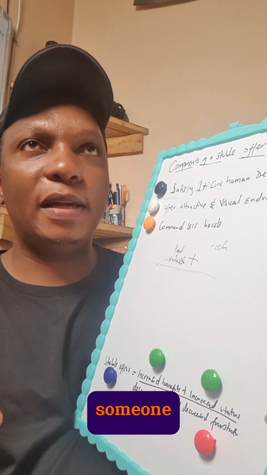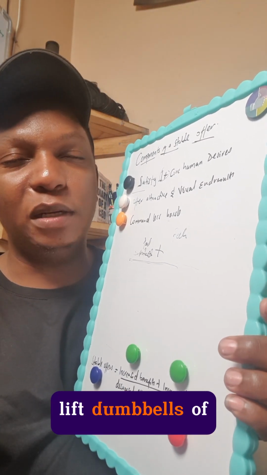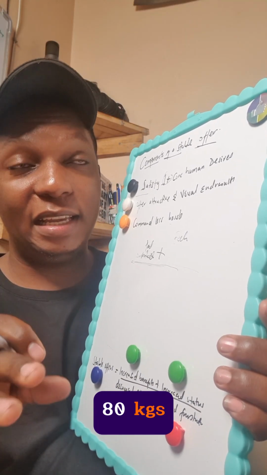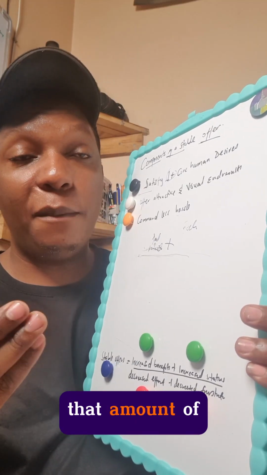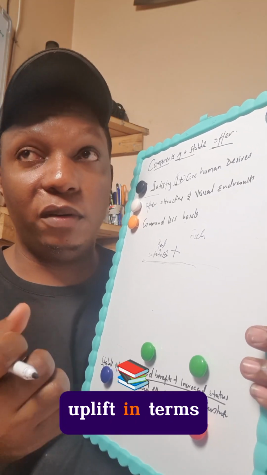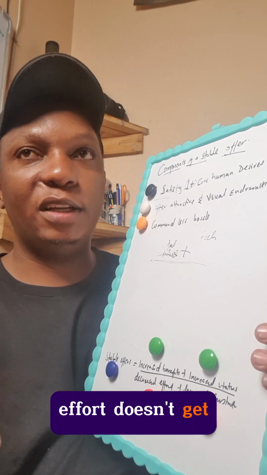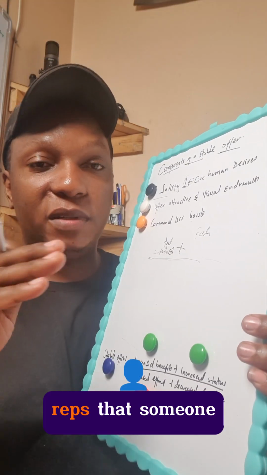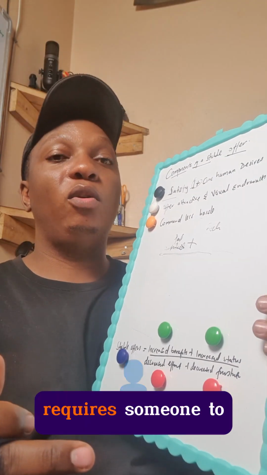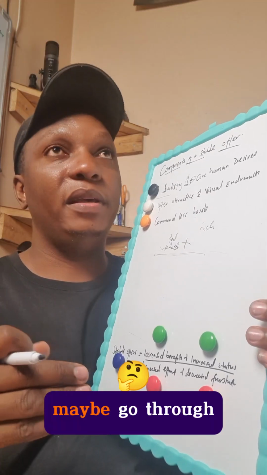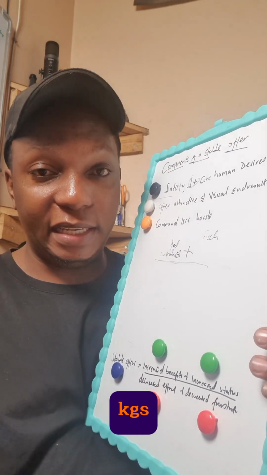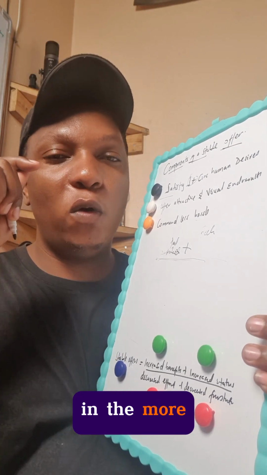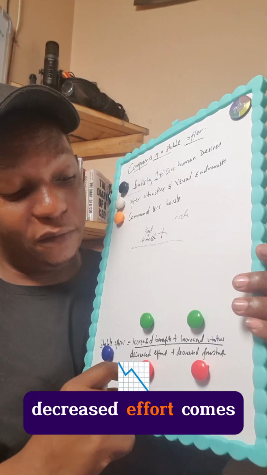If it required someone to lift dumbbells of 50, 100 plus kgs just to reduce weight from 100 to 80 kgs, your offer should be in position to reduce the amount of weight that the person has to lift in terms of dumbbells. And in most cases, effort doesn't mean the weight itself, but sometimes it is a proper representation of the reps that someone has to put in. So if it requires someone to go through 100 reps to lose just 20 kgs, your offer should be aimed at how this person gets to lose 20 kgs in minimal reps. That is where decreased effort comes into play.